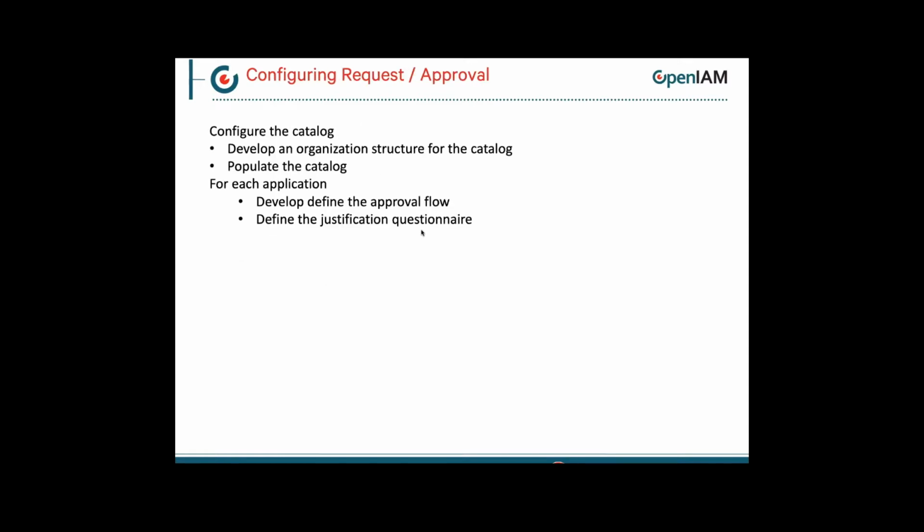So let's start to move forward. The overall bulk of work that we need to do to set up our workflows is that we first need to configure the catalog. To configure the catalog, we need to define an organization structure for the catalog, and then we need to populate the catalog. What I mean by populate the catalog is the list of applications and the group memberships, the roles that are there, and any access control rights, which are also there.